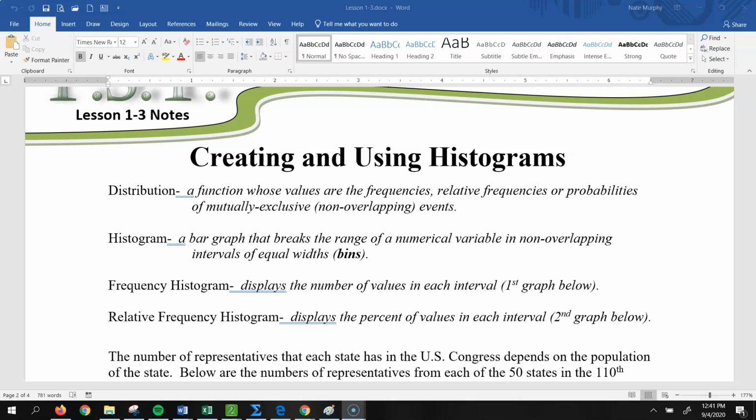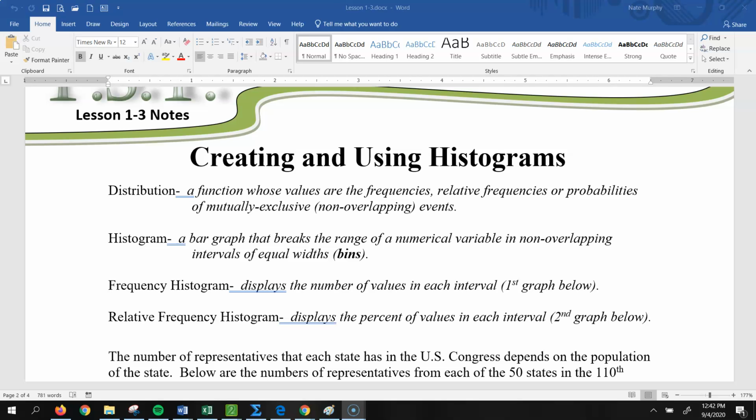Those are all categorical variables, especially the one with the education level. Well, this is looking at, along the x-axis, instead of a categorical variable, a numerical variable. And we're going to break that data into bins, and they have to be equal size bins. So we'll talk more about that here in a little bit.